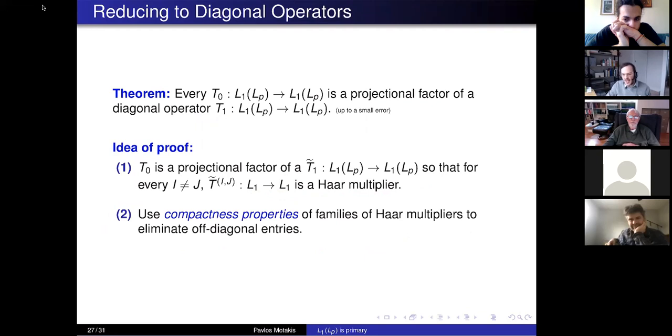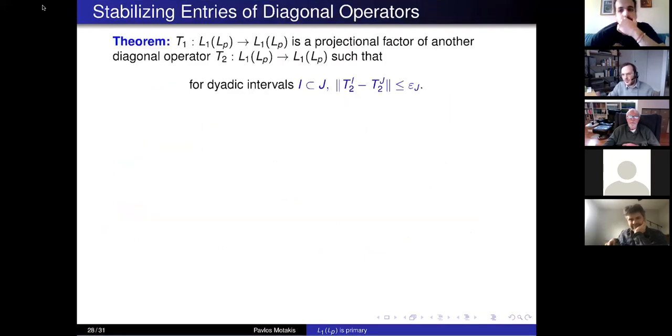So then we have at hand, we reduced our problem for an arbitrary operator to a diagonal operator. But what we want to do is show that for this diagonal operator, either the identity factors through it, I mean, it is a factor of the identity, or the identity minus that is a factor of the identity. And this is not immediate. What we need to do in the next step is we want to show that T1 is a projectional factor of another operator, T2, so that this is also a diagonal, and its entries satisfy this very, very strong stability property. So they are all very close to each other. And this is the most important part of the proof.